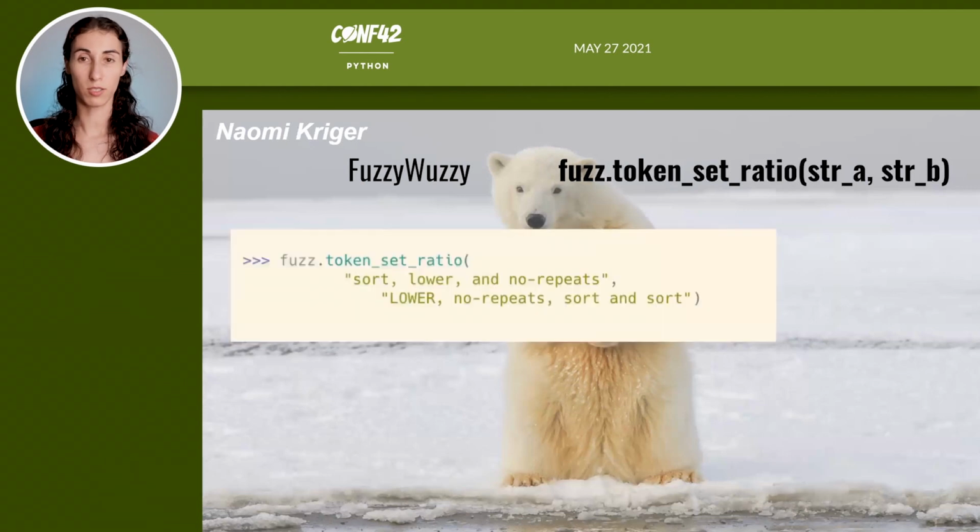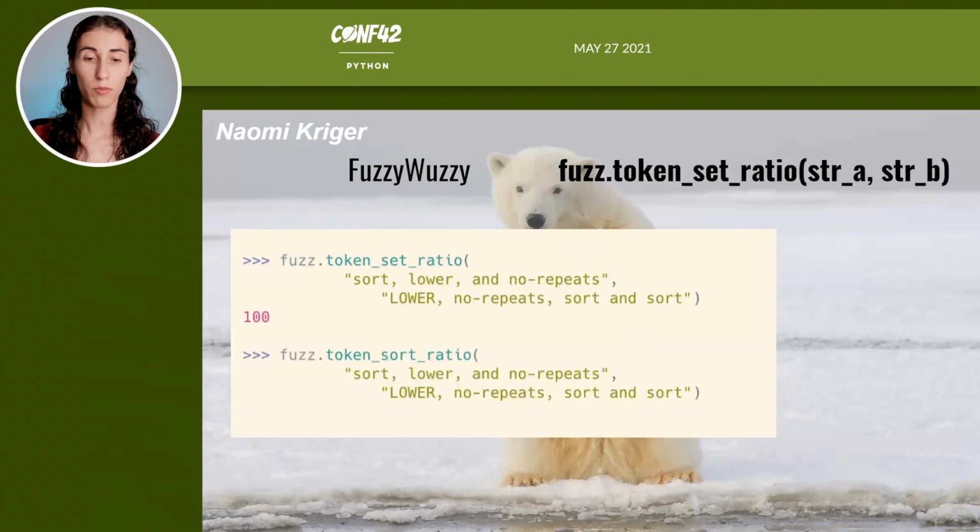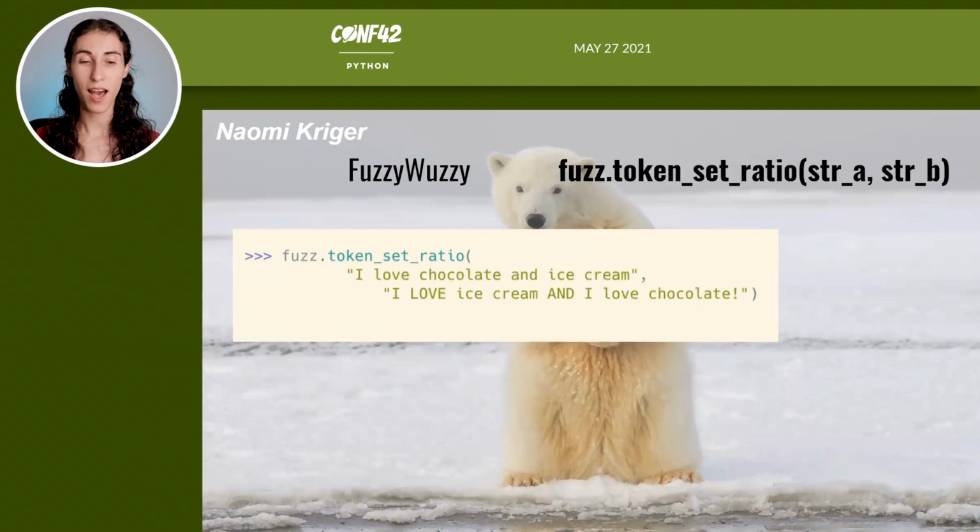So as you can see in our next example, sort, lower, and no repeats versus lower, no repeats, sort, and sort produces a similarity score of 100. Now, if we would take the same comparison but use the previous function, we would see that the similarity score is lower, 91 in this case, because the previous function, as we know, does not remove duplicates before making the comparison.